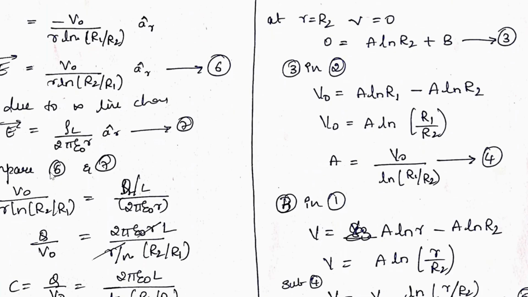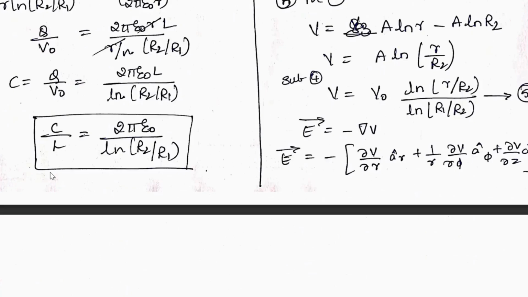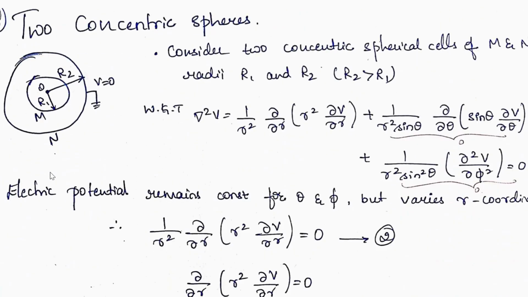So Q by V0 is equal to, it goes to the numerator, 2 pi epsilon naught RL divided by ln of R2 by R1. So we need to find the capacitance. Capacitance is, we know, charge by voltage, that is Q by V0. We get the equation as C by L is equal to 2 pi epsilon naught divided by ln of R2 by R1. Our next application is two concentric spheres.